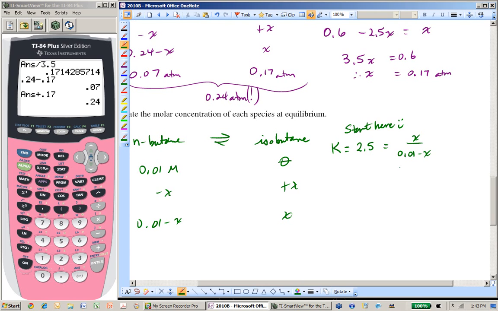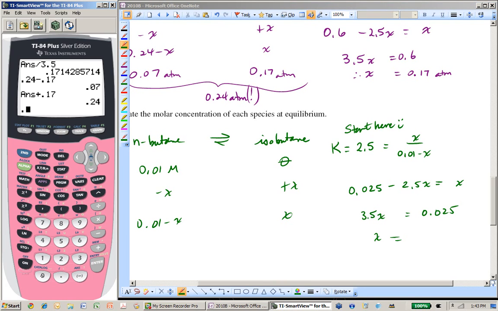So when I cross multiply 2.5 by 0.01, I move the decimal twice. So that is 0.025 minus 2.5x equals x. Collect like terms. 3.5x equals 0.025. So x equals 0.025 divided by 3.5.